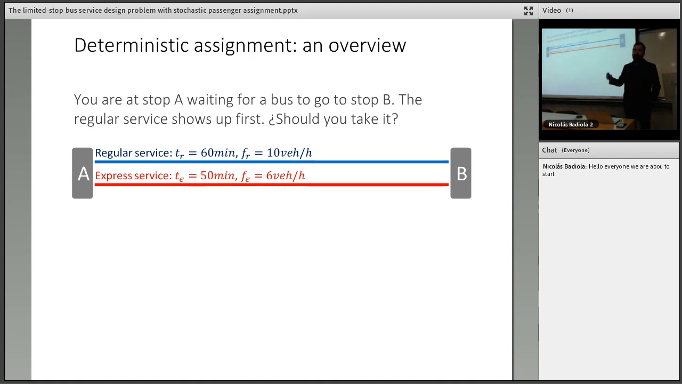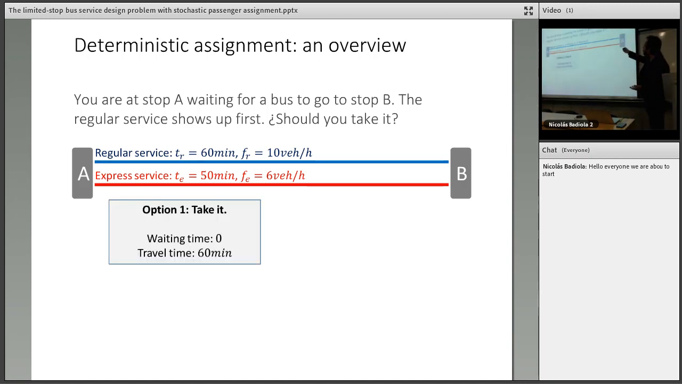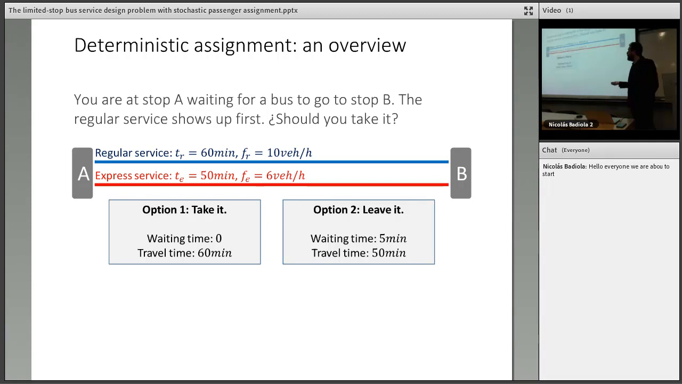So the question here, first of all, we have to observe that even if the express service's frequency was really low, if you're waiting at stop A and this service shows up, you don't care about its frequency. You consider yourself lucky, you take it, you get to your destination faster. So the real decision here is, what if the regular service shows up? Should you take it, or should you wait for the express service? If you take it, you have no waiting time, and you have a travel time of 60 minutes, 1 hour.